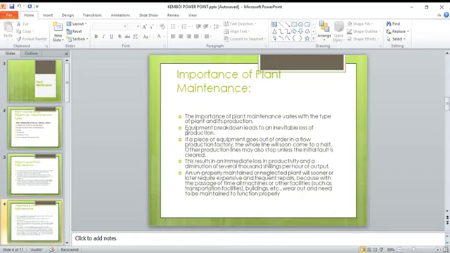Now here we see equipment breakdown leads to inevitable production losses. So the importance of plant maintenance is that when we do regular maintenance of our machines, we will prevent losses, because when there is breakdown, it definitely leads to losses to the company. If a piece of equipment goes out of order in a flow production factory, the whole line will soon come to a halt. Other production lines may also stop unless the initial fault is cleared.